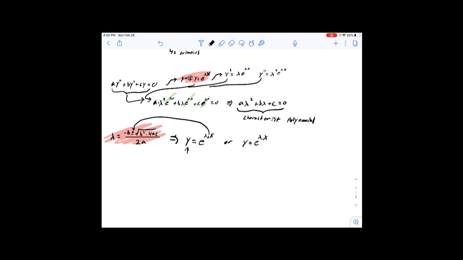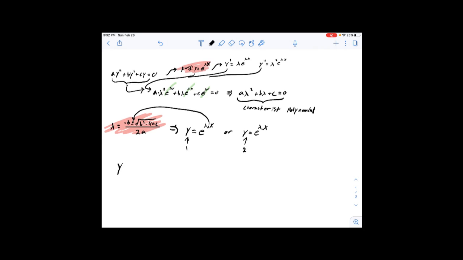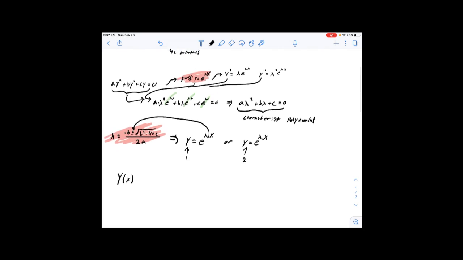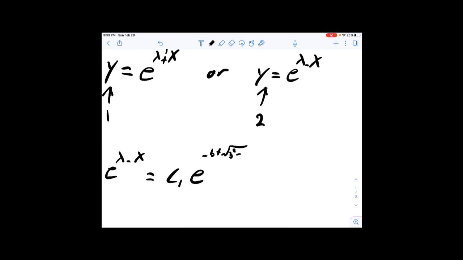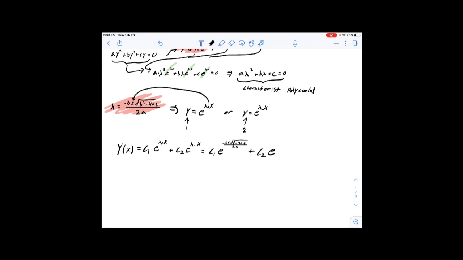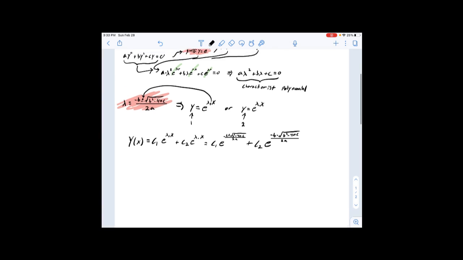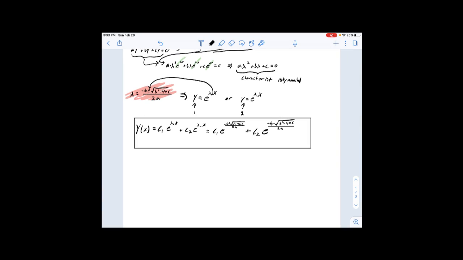And what's really cool about this is that we can have a superposition of these two functions. Let's call them 1 and 2. So that means that my actual solution to this differential equation is y of x equals some constant times our number 1, which is e to the lambda plus x, plus some other constant times e to the lambda minus x. Writing these out, this is c1 e to the negative b plus root b squared minus 4ac all over 2a, plus c2 e to the negative b minus the square root of b squared minus 4ac, all over 2a. Cool. So this is our general solution.